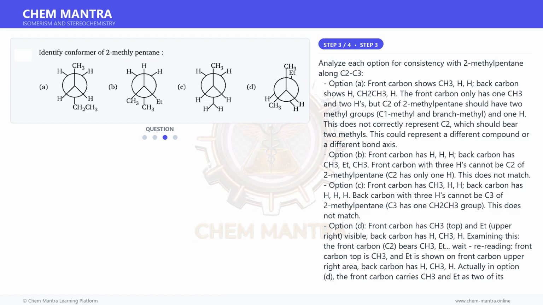Reconsidering, perhaps the Newman is along C1, C2. Along C1, C2, front C1 has H, H, H, back C2 has CH3 branch, CH2CH2CH3 or propyl, H. Option D, front has H, H, H. No, front has CH3 and Et.